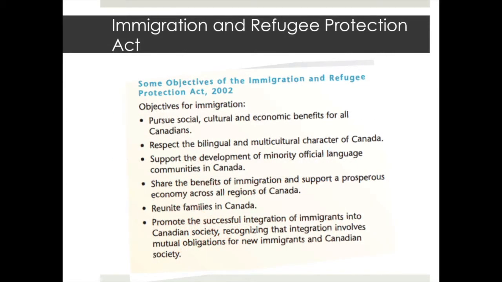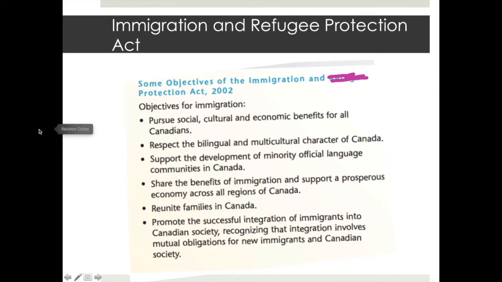So to look a little closer at those objectives, the first one here, and I apologize for these letters looking a little weird on here, but it's another picture I took out of the textbook because I like a lot of the information they give you in there. But some of the objectives that pertain to immigrants, not refugees. So for this one, we're looking at immigrants, not including refugees, is to pursue social, cultural, and economic benefits for all Canadians.